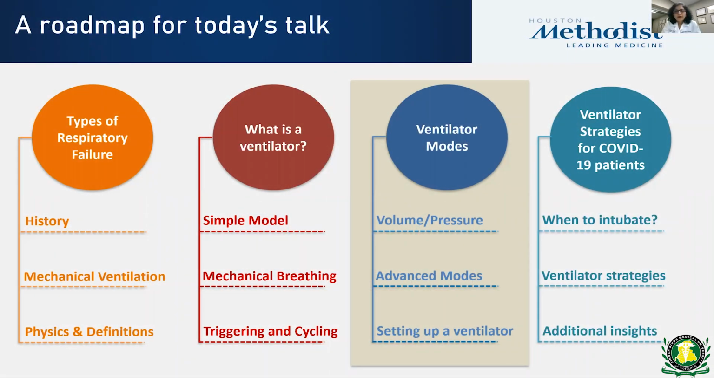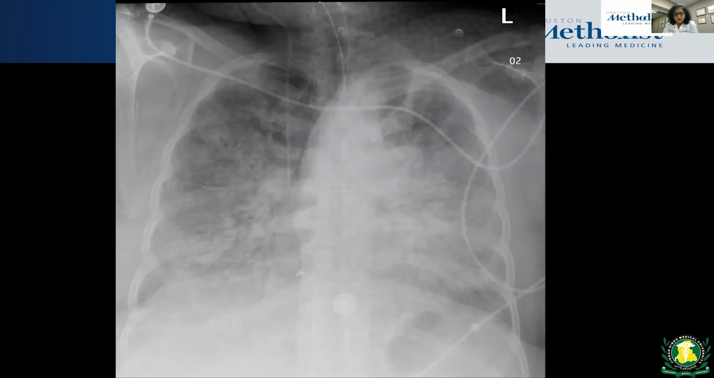Now we're going to talk about the ventilator modes and how to set up a ventilator. I'm going to first present to you a case that I saw recently in one of our COVID ICUs. She's a 55-year-old morbidly obese female, presented to the emergency department with a 4 to 5 day history of cough, fever, and diarrhea. She was initially admitted to the acute care floor, but got transferred to the ICU due to her escalating needs for oxygen requirements.